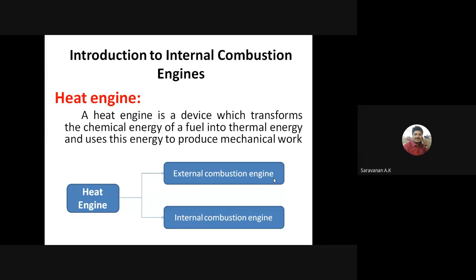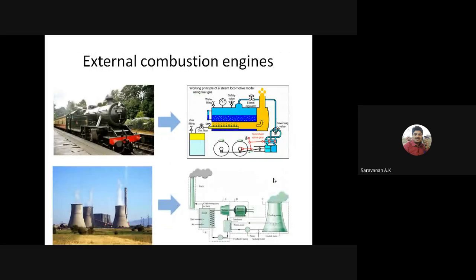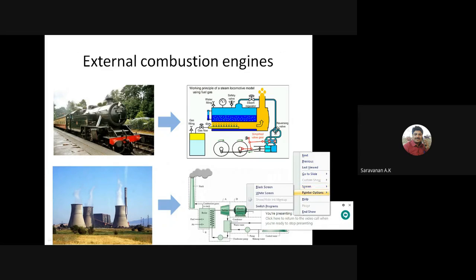The heat engine is classified into two categories: the external combustion engine and the internal combustion engine. In external combustion engines, the combustion takes place outside the engine or system. But in the internal combustion engine, the combustion takes place inside the system, that is, inside the cylinder or inside the engine. Examples of external combustion engines are steam engines and power plants, where the combustion takes place outside the engine component, outside the system.